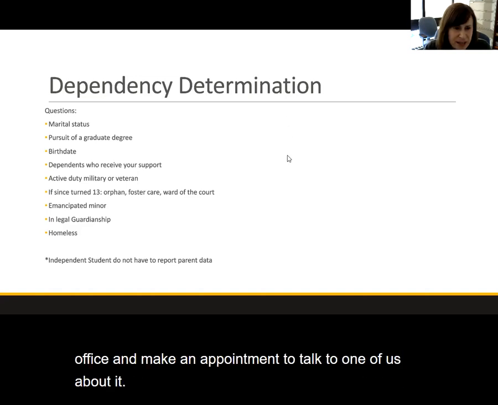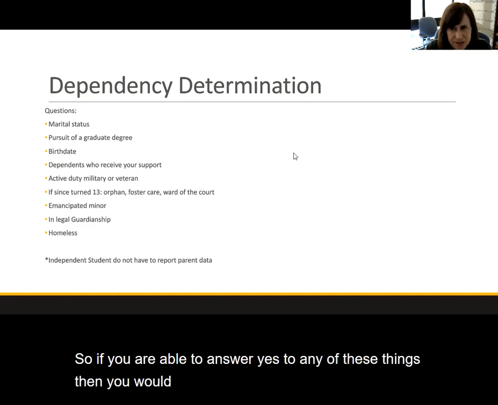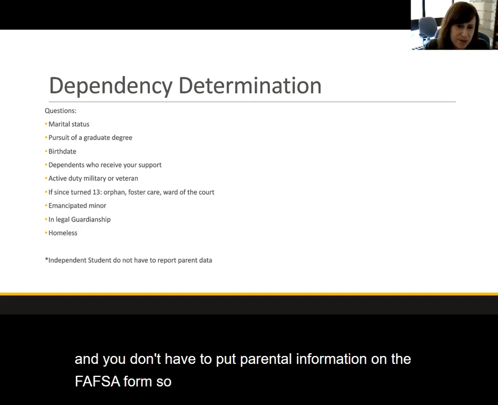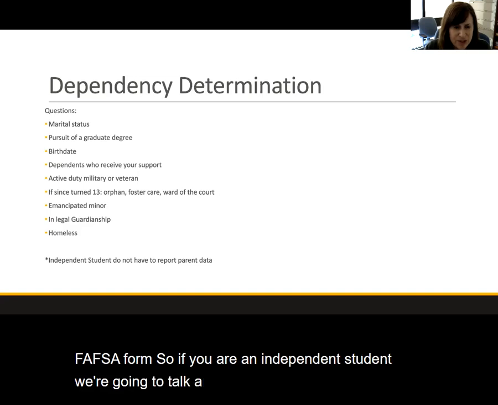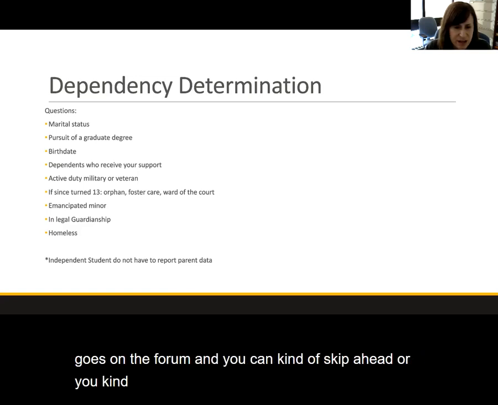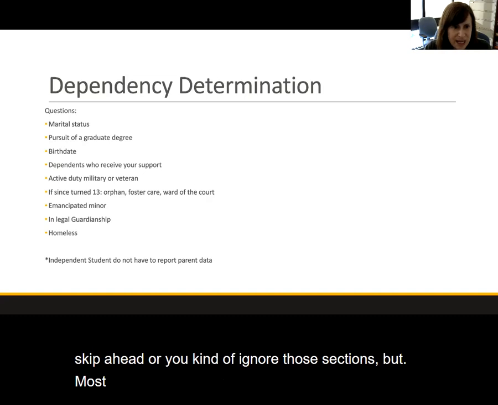So if you are able to answer yes to any of these things, then you would be considered an independent student and you don't have to put parental information on the FAFSA form. So if you are an independent student, we're going to talk a lot about the parent information that goes on the form, and you can kind of skip ahead or you can kind of ignore those sections. But most students who don't meet any of these definitions would have to report their parents' information.